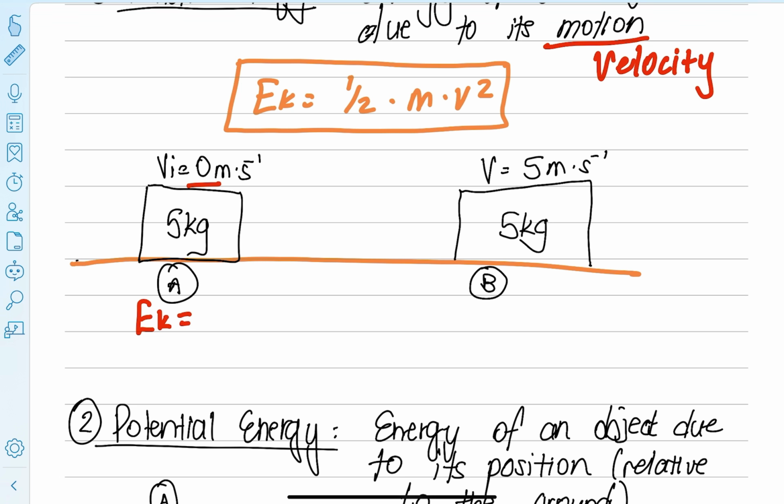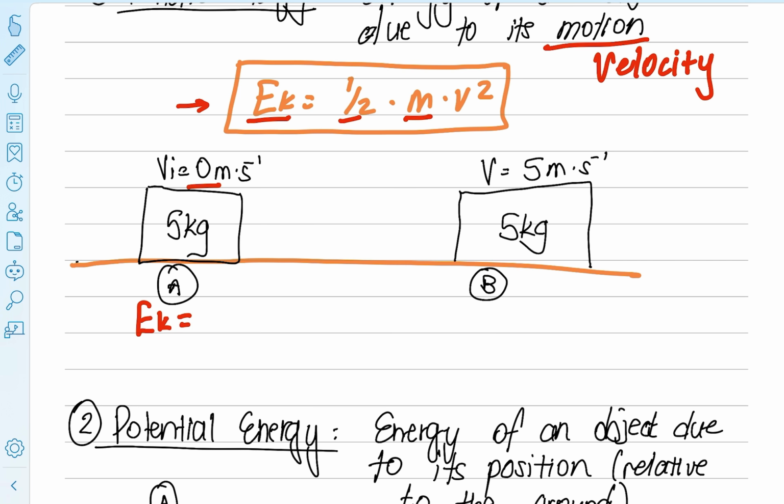But let's prove it, right? This is the formula for kinetic energy. That stands for the kinetic energy, that's just a half, this is the mass of the object, and this is the velocity. So if we had to calculate the kinetic energy of this object at point A, we'd say a half times mass times velocity squared, which is a half times the mass, which is 5, times velocity squared, 0. Then you see that the kinetic energy is basically 0 joules.